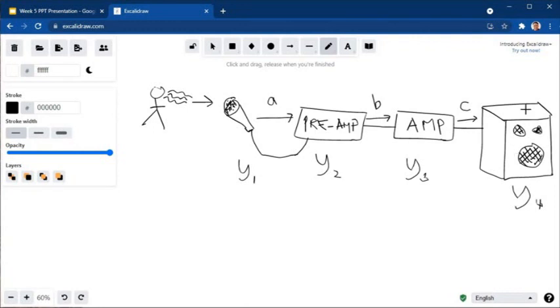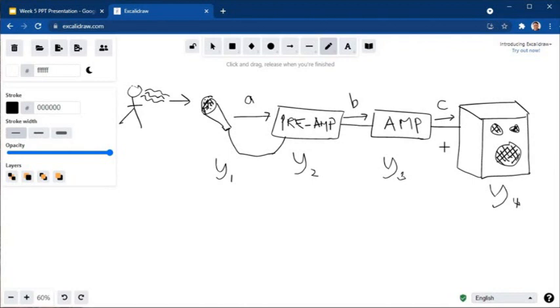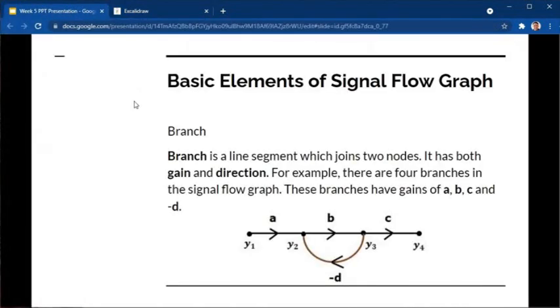Then, on the speaker, there will be no amplification that will happen because it will convert this electrical signal to an acoustic signal that the human ear can hear. So this is an example of actual signal flow that can be represented using our signal flow graph. Okay, so I hope that's clear. Let's go back to the presentation.